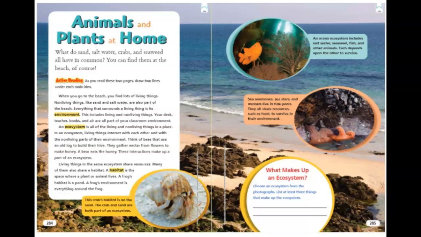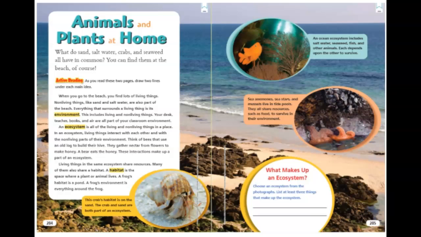An ecosystem is all of the living and non-living things in a place. In an ecosystem, living things interact with each other and with the non-living parts of the environment. Think of bees that use an old log to build their hive. They gather nectar from flowers to make honey. A bear eats the honey. These interactions make up part of an ecosystem.